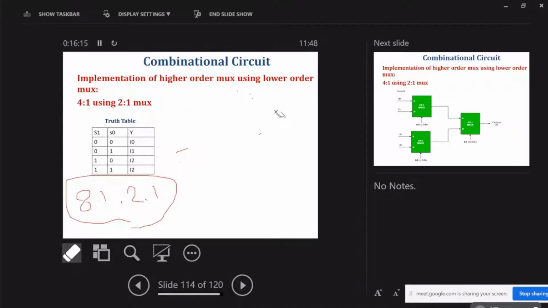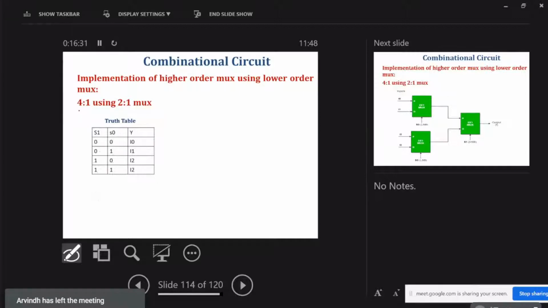Okay. So we know how to calculate the number of lower order muxes needed to implement the higher order mux. Now for the higher order mux, suppose this is a 4 cross 1, so we need 2 selection lines, but for the 2 cross 1 we need 1 selection line. Suppose the selection lines are S0 and S1. First you prepare the truth table. Okay, so now how to implement?